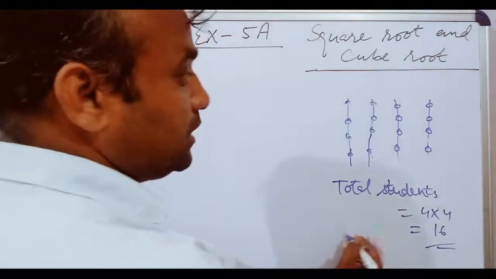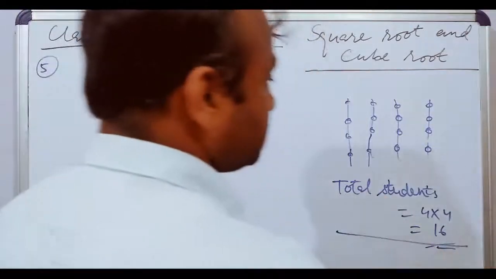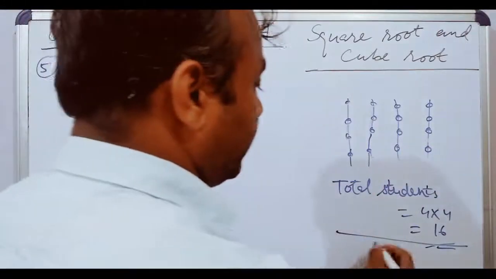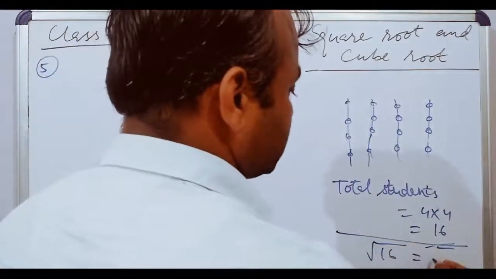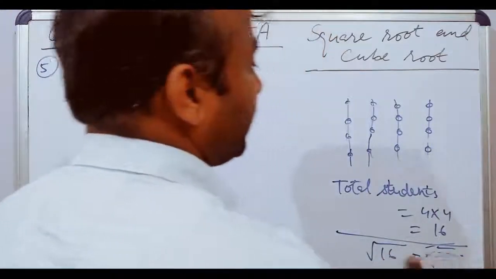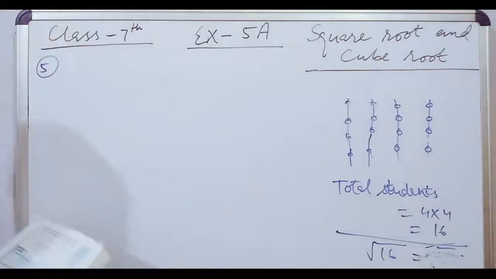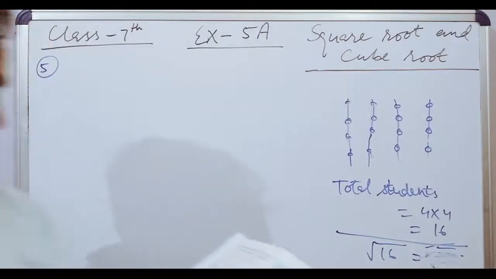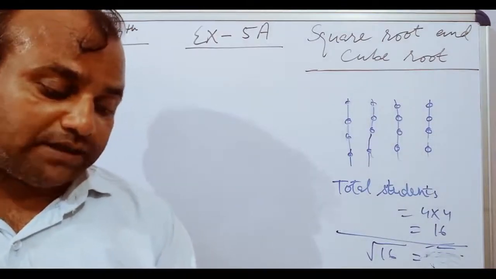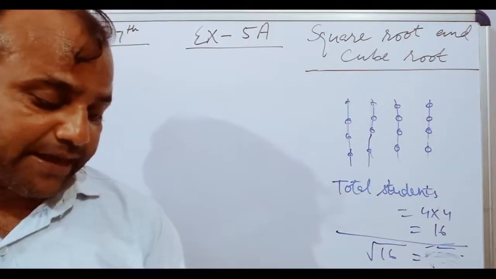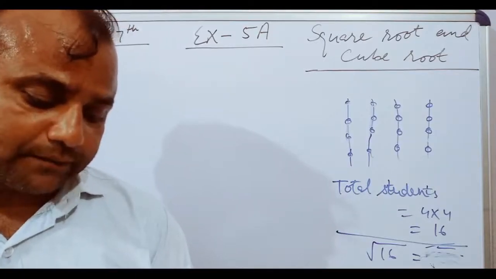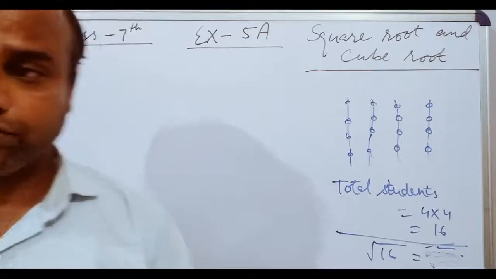If the total number of students is given and we have to find how many students are in each row, or the number of rows, then we will find the square root of this. 4 into 4 means 4. So it's the same thing here. A seminar hall has 1764 seats in the form of rows, each row containing as many seats as there are rows. How many seats are there in each row?